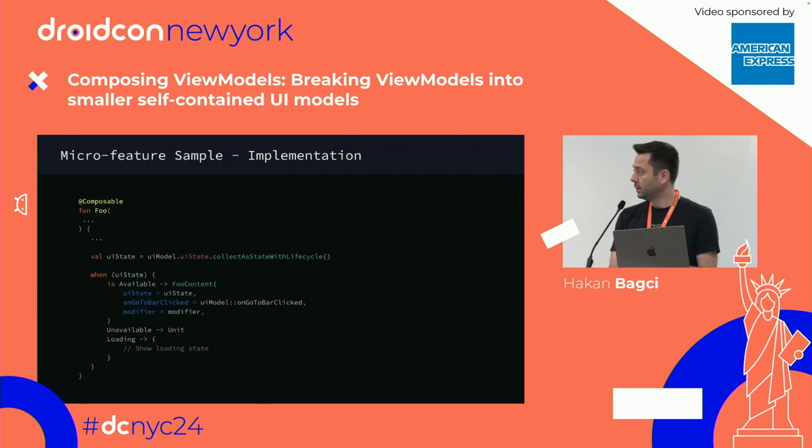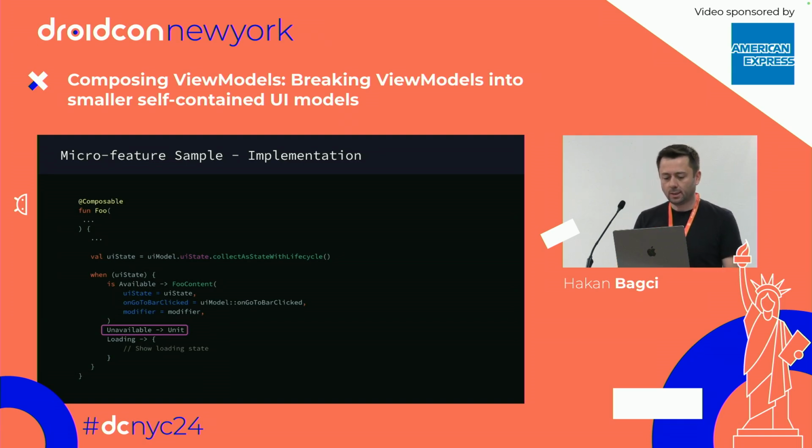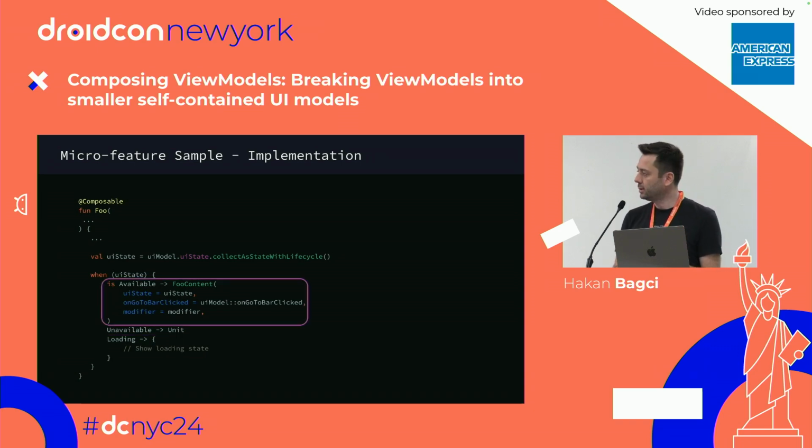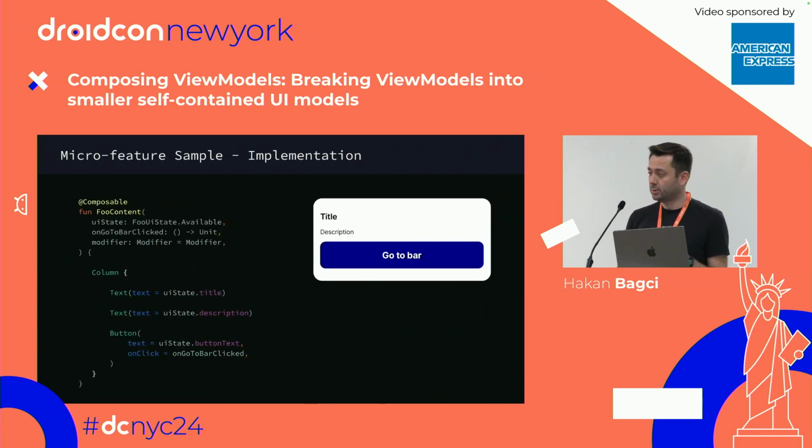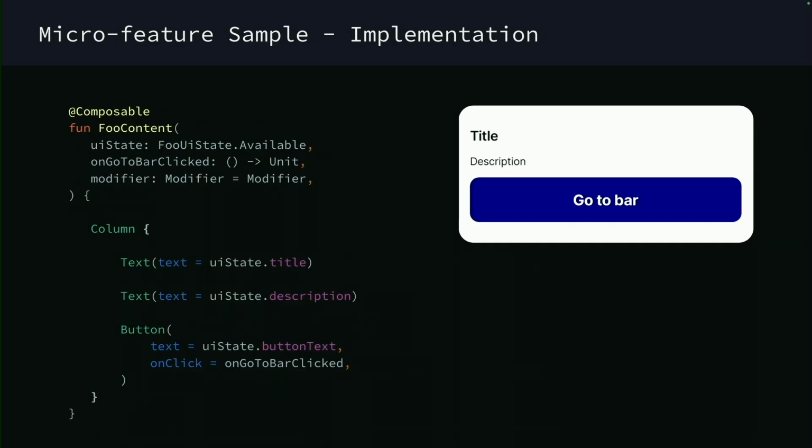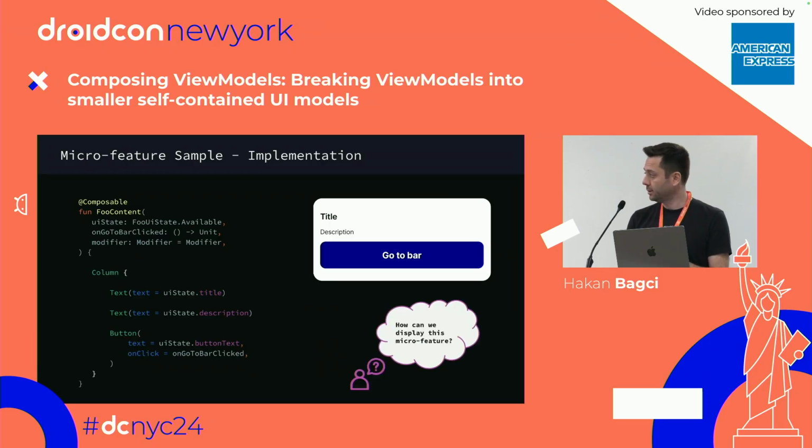And this piece of code shows how we observe the UI state and render the content for the Foo component. Since we have 3 different UI states, we need to handle all of them here in an exhaustive manner. Here, we are showing nothing in unavailable state, and loading UI is just skipped for the sake of time. But let's maybe briefly look into this content of available Foo state. And as you can imagine, nothing special here, just adding some text and button components in a column layout, and that's it.